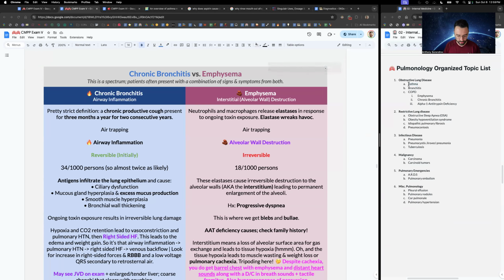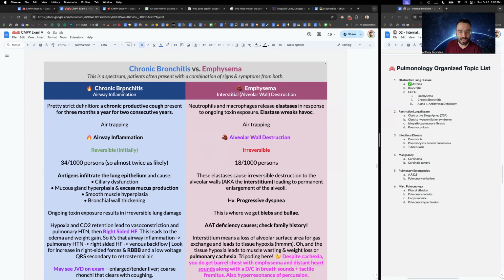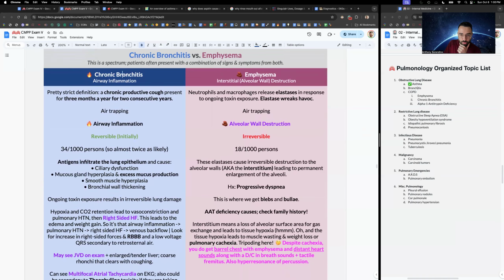So what we could do is check mark. COPD is really either chronic bronchitis or emphysema, or some combination of the two. From what I understand, chronic bronchitis is more reversible, emphysema is less reversible because it has to do with wall destruction. But we'll start with chronic bronchitis, which is a chronic, usually productive cough for 3 months out of the year for 2 consecutive years.